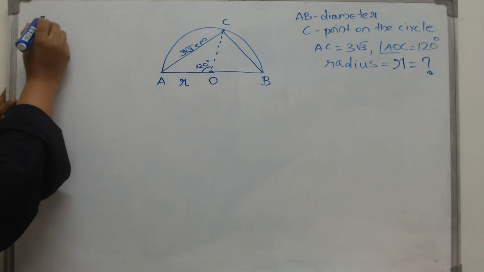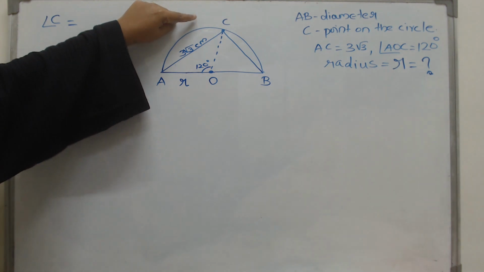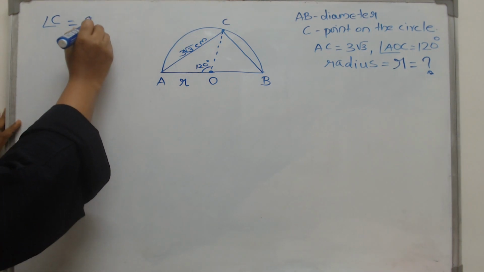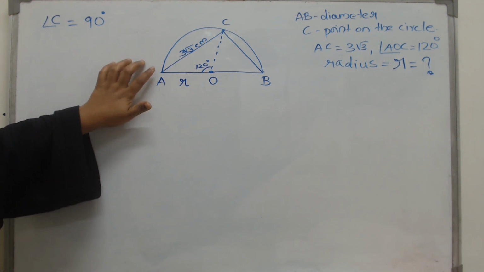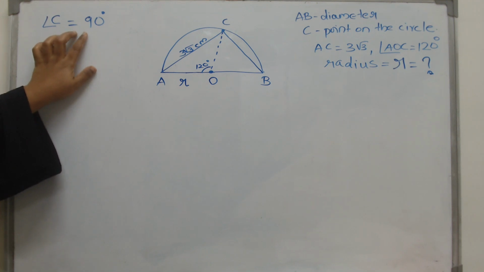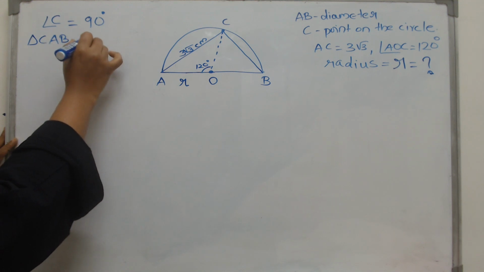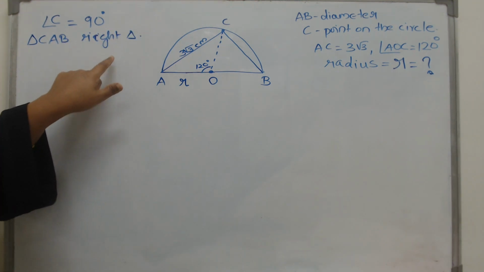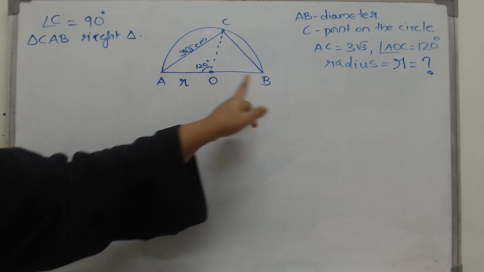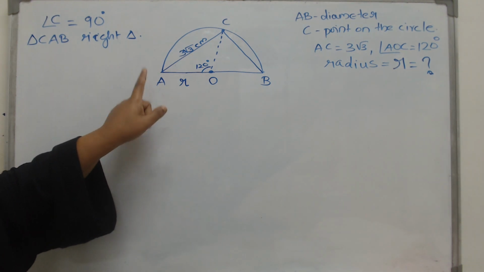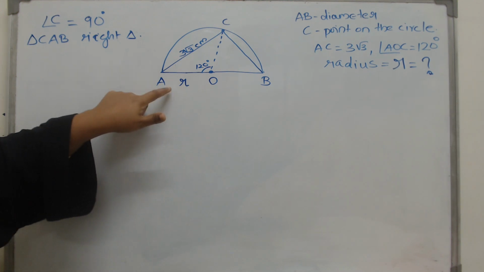Now what do we know about the angle made by the diameter on any point on the circle? It is 90 degrees. The angle that a diameter makes, or in other words, the angle in a semicircle is 90 degrees, which means the triangle CAB is a right triangle. And what we are looking for is half of its hypotenuse, because the hypotenuse will be the entire diameter. So what we are looking for is half of the diameter, or in other words, just OA.